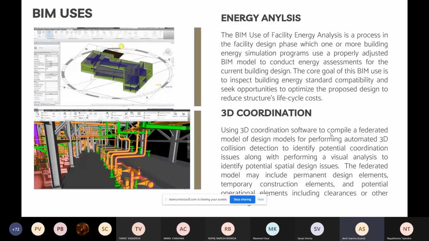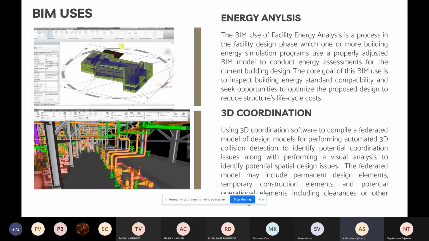The next one we have is 3D coordination. In 3D coordination, we usually do clash detection, a lot of clash detection. Imagine I have this: I have a model from plumbing and a model from structure. There's a software called Navisworks. I select both of them and run a clash detection test. It gives me each and every spot where we have a coordination issue, where we have our pipes going through any kind of beams.